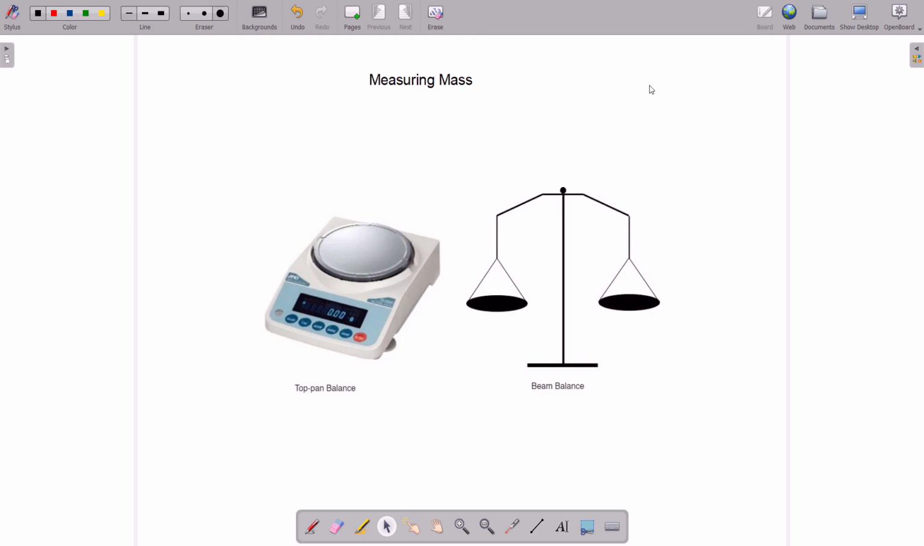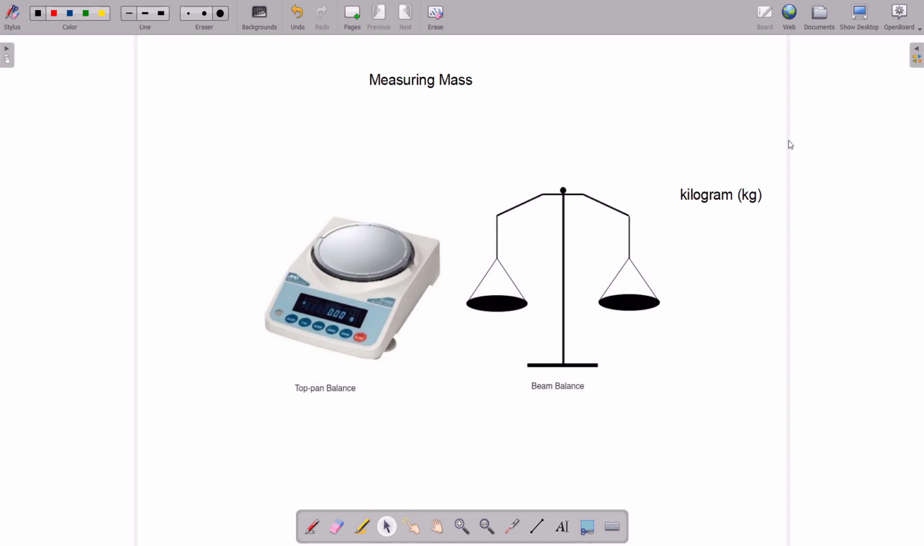We are continuing with our consideration of measurements in units. We are looking at how mass is measured. First off, what is mass? Mass is defined as the amount of substance in an object. The SI unit for mass is kilogram.